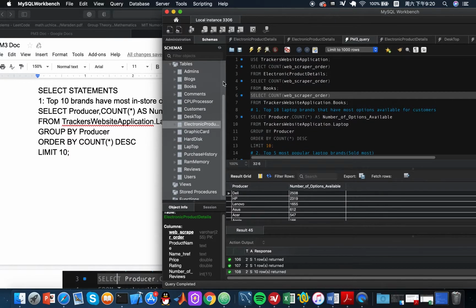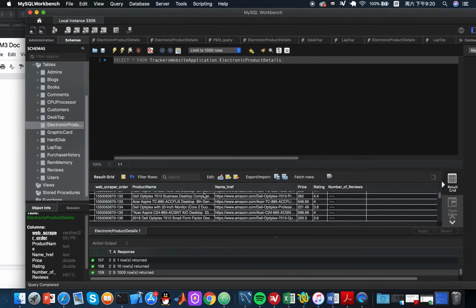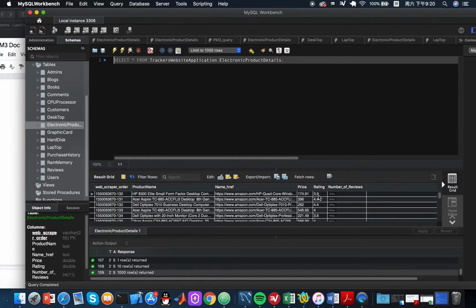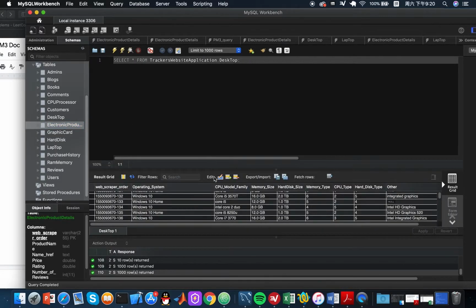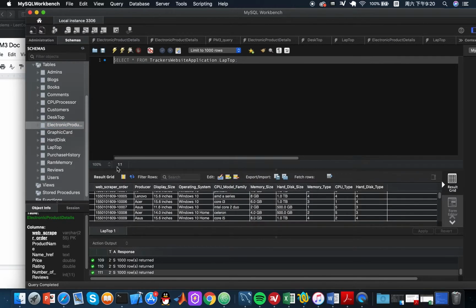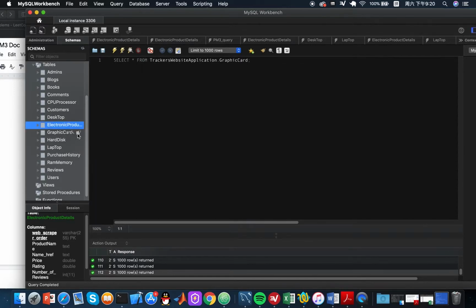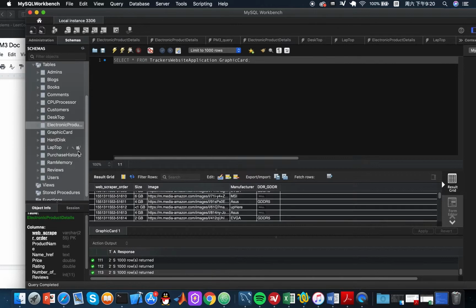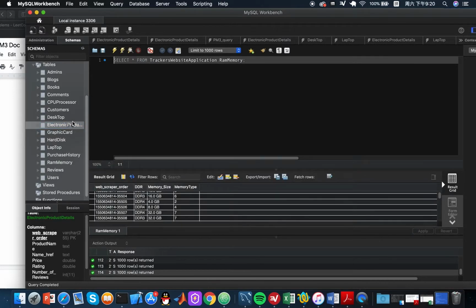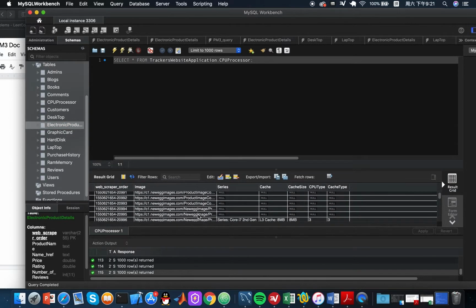As you can see here, the electronic devices table contains all the general information of the electronic products. It has URL, price, rating, number of reviews, and for the detailed information, you can see that it is within each table. So those are the information of the computer components.